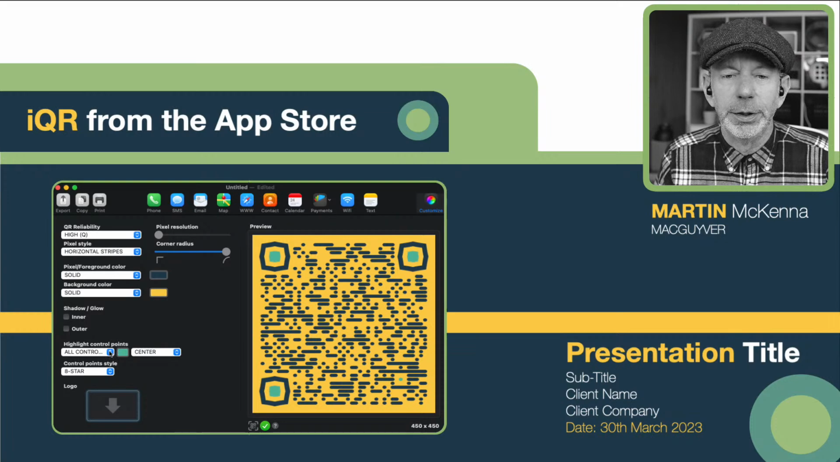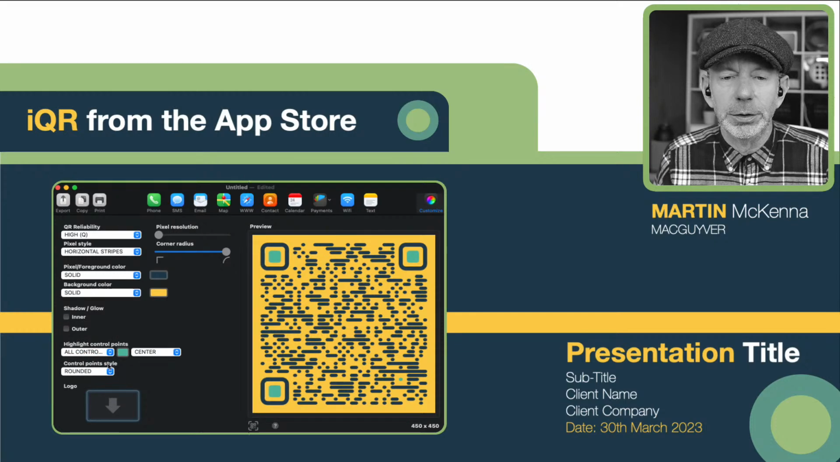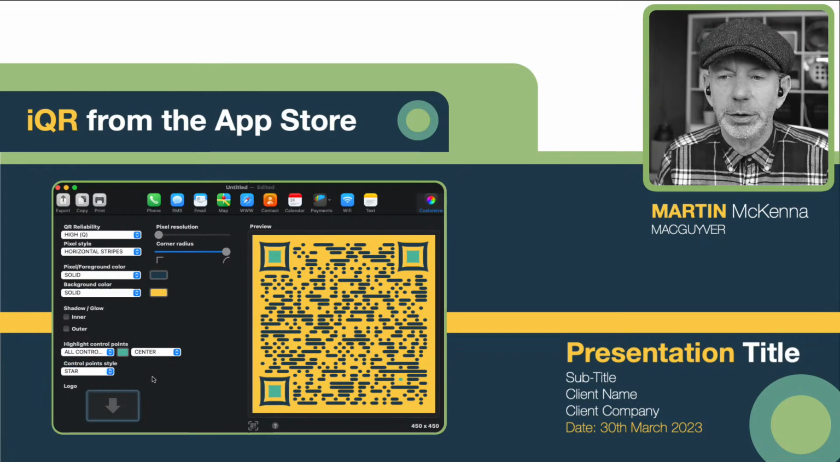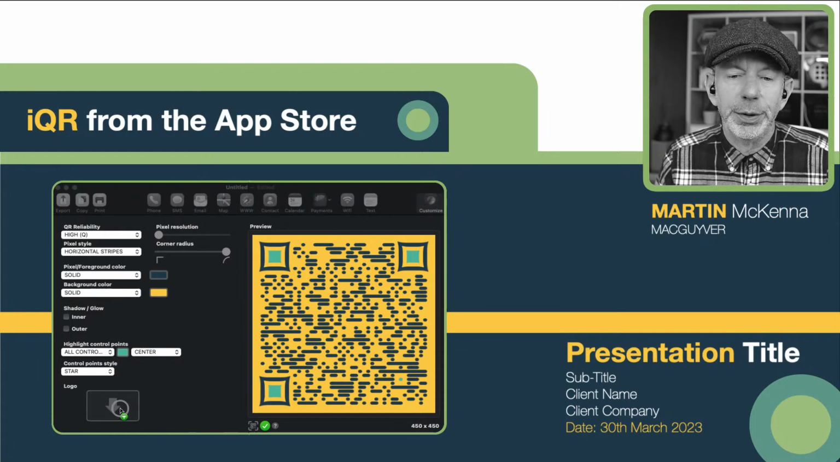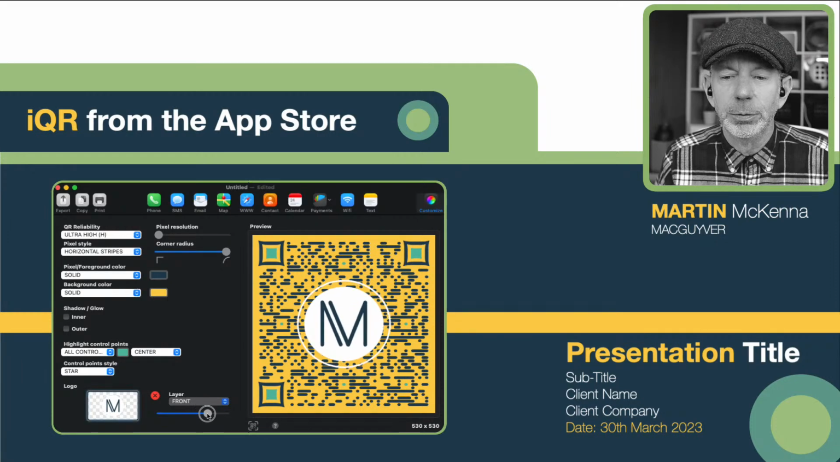But I can change things like the control points as well, so I can change the colours of those. I can have them in different styles. So round, stars, whatever you want really, you can play about with and change all these different elements to sort of zip up your QR code. And you can even drop in a logo in there. So if you were going to your YouTube channel, you might want to drop a YouTube logo in the middle of that, and you can size it and move it around as well.